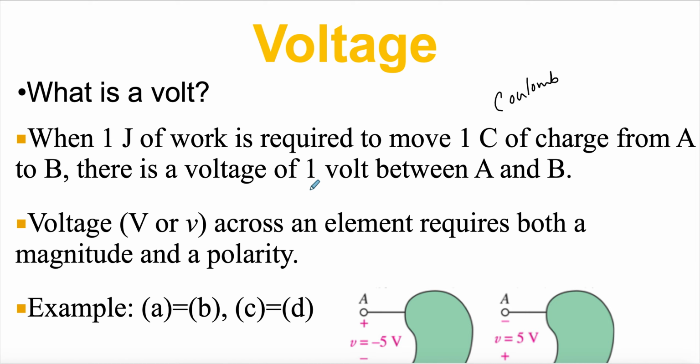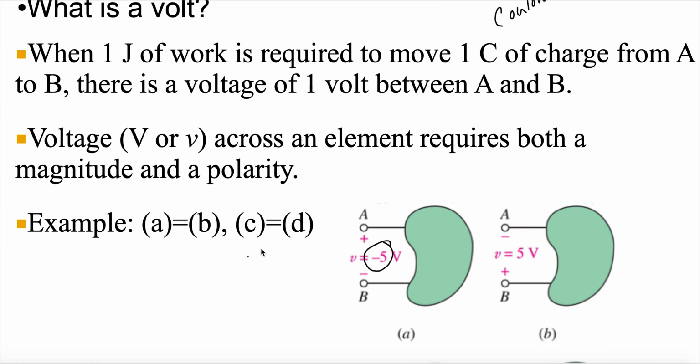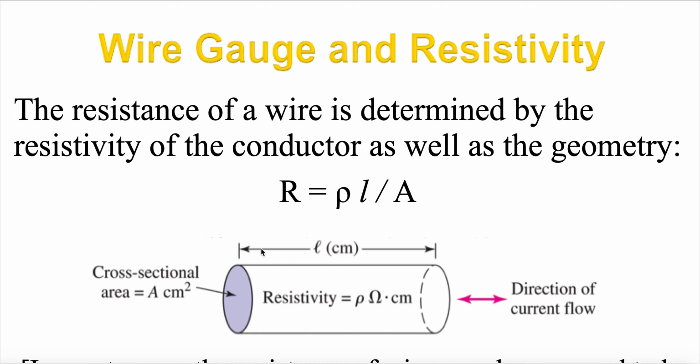Voltage is measured with a capital V, or an italicized V. It requires both the magnitude and polarity, so we have a specific amount of voltage, and it's got to be positive or negative. A lot of the time we measure things as positive charges. When you get a negative charge, that means your setup might be backwards. You might switch around the leads, and it'll go from negative 5 volts to positive 5 volts.